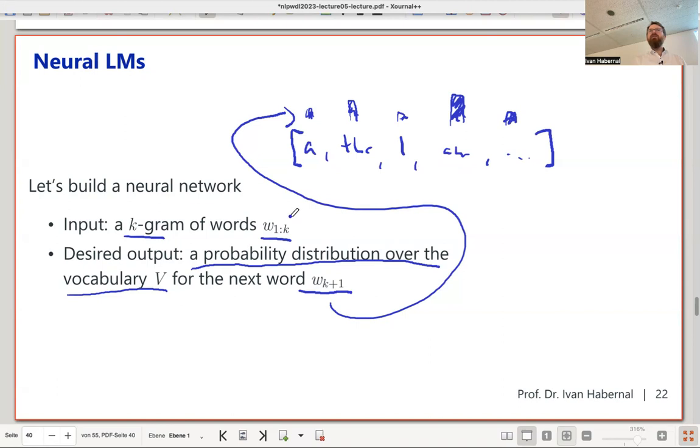So we're building a classifier in a way, and how many classes are there? I mean, we have the vocabulary, so how many classes are we classifying into? Yeah, the size of the vocabulary. So we have lots of classes to classify into. That's fine, we can do that. Nothing is preventing us from doing so. And we want the probability of each word being the next word, so the probability of each class.